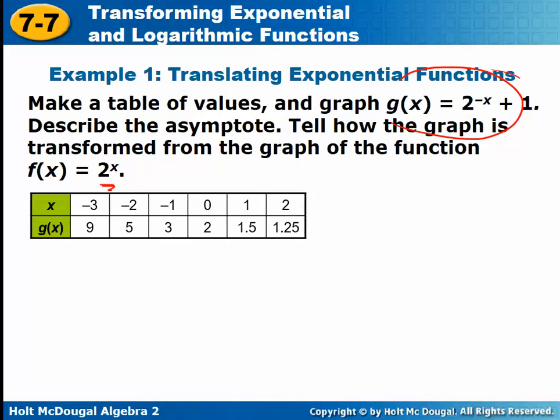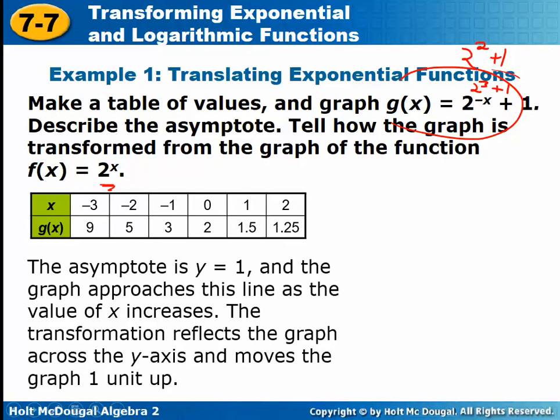Now we can graph it by plotting points, taking the negative 3 and plugging in for x, so that would be 2 to the negative 3, which would be 2 to the 3rd, which is 8, plus 1. That's where they got 9 from. And then for negative 2, you would have 2 to the negative 2, which would be 2 squared is 4, plus 1 is 5. And then 2 to the negative 1, because negative would be positive, would be 2 plus 1 is 3. And at 0, we would have 2 to the 0 plus 1, so just 1. Or just 2, sorry. 2 to the 0 is 1, 1 plus 1 is 2, and then so on.